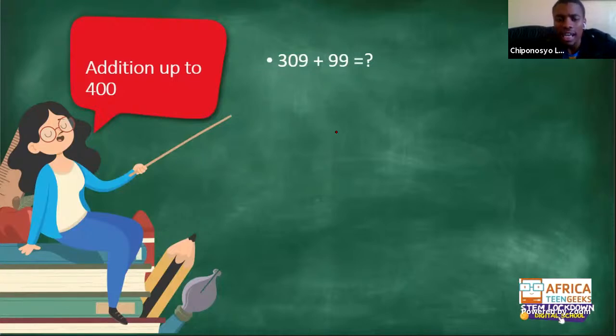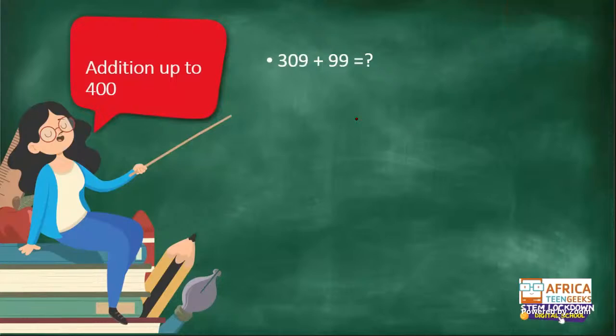309 plus 99. I'm going to give you guys 2 minutes to do this one. Your 2 minutes start now.